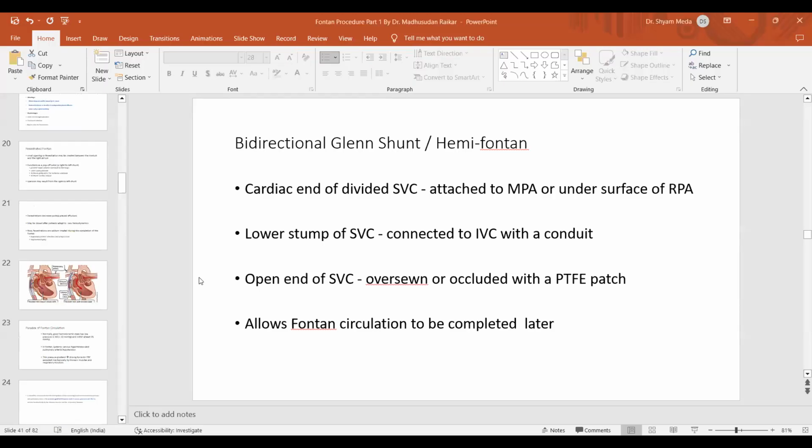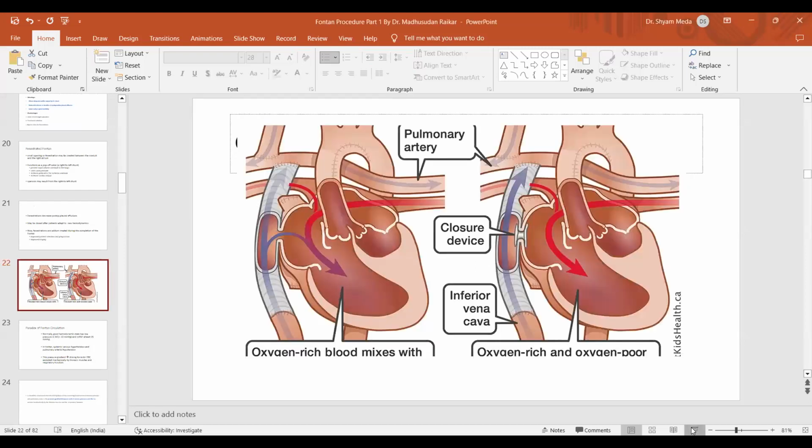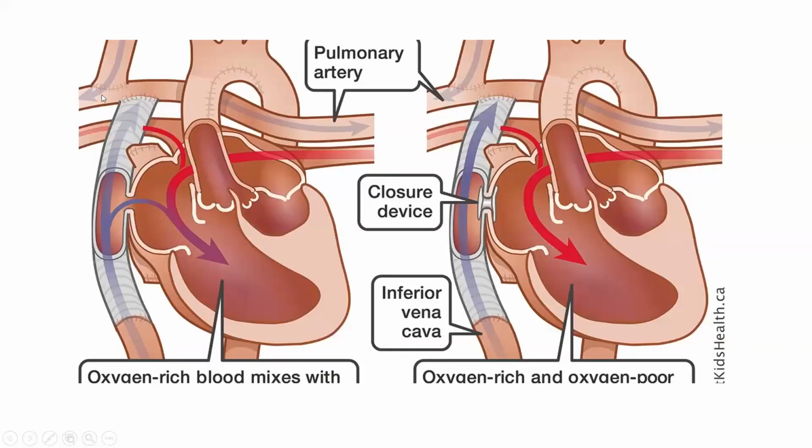Yeah, see this diagram. This is the extracardiac type. The SVC is cut and attached with an end-to-side anastomosis to the MPA or the RPA.